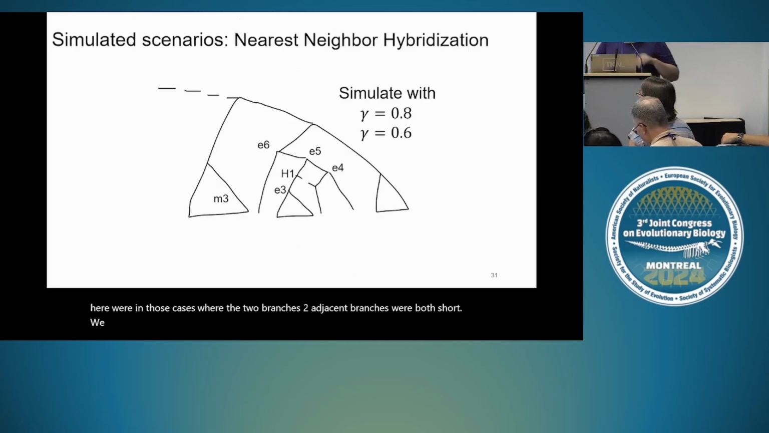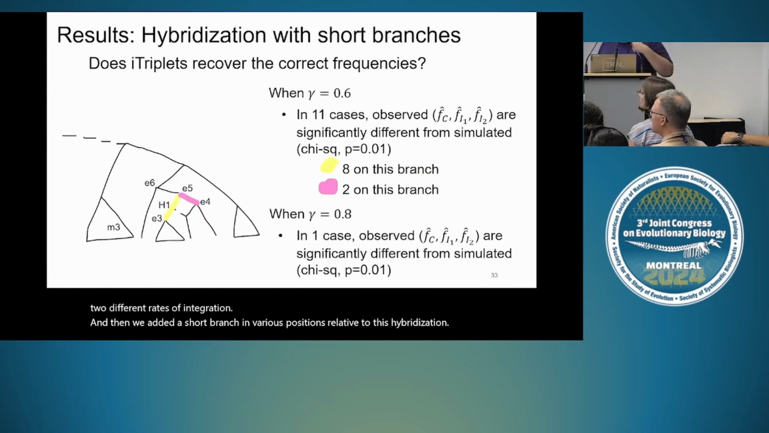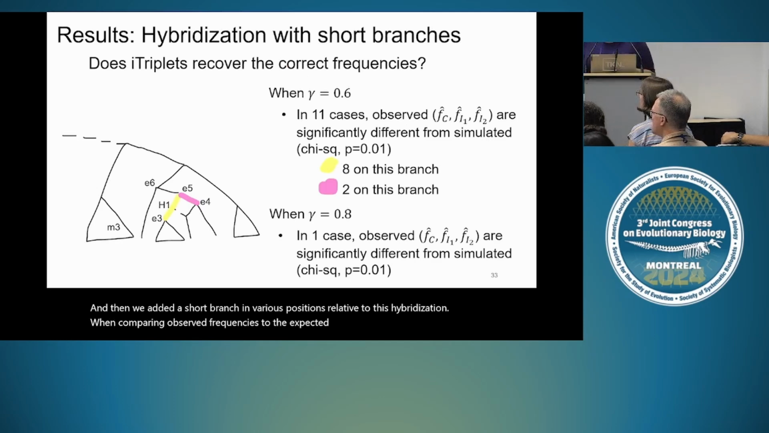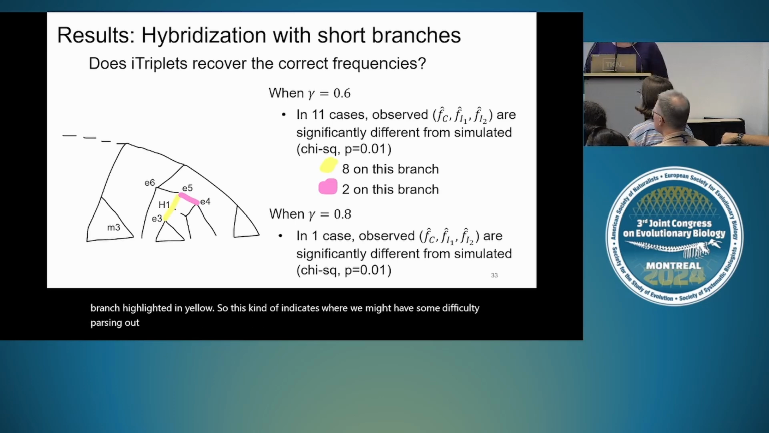We also considered nearest neighbor hybridization and whether we can distinguish introgression from ILS. So in this case, we added a nearest neighbor hybridization event under 2 different rates of introgression. And then we added a short branch in various positions relative to this hybridization. When comparing observed frequencies to the expected simulated frequencies, there were 12 distributions that were significantly different, and 11 of these were in cases where there was extensive introgression, and they were all on the branch. 8 of them were on the branch highlighted in yellow. So this kind of indicates where we might have some difficulty parsing out this information.